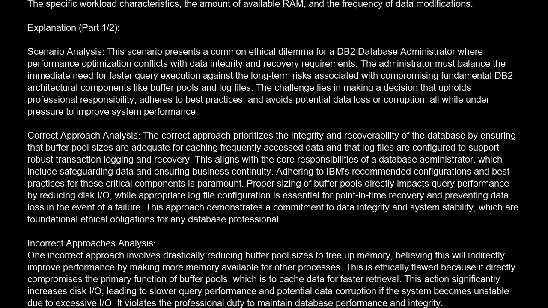Incorrect approaches analysis. One incorrect approach involves drastically reducing buffer pool sizes to free up memory, believing this will indirectly improve performance by making more memory available for other processes. This is ethically flawed because it directly compromises the primary function of buffer pools, which is to cache data for faster retrieval. This action significantly increases disk I/O, leading to slower query performance and potential data corruption if the system becomes unstable due to excessive I/O. It violates the professional duty to maintain database performance and integrity.